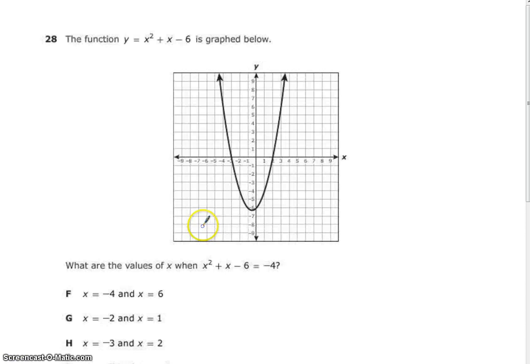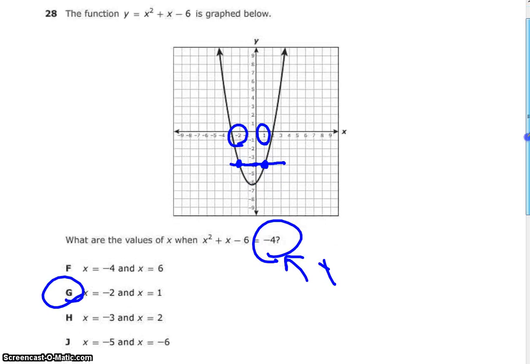Going to number 28. The function y equals x squared plus x minus 6 is graphed below. What are the values when x squared plus x minus 6 equals negative 4? They're saying, what is x if y is negative 4? So you come down, here is where y is negative 4, so those are the points we're wanting. This point right here, what's x? 1. And this point right here, what's x? Negative 2. So negative 2 and 1 would be your answers.